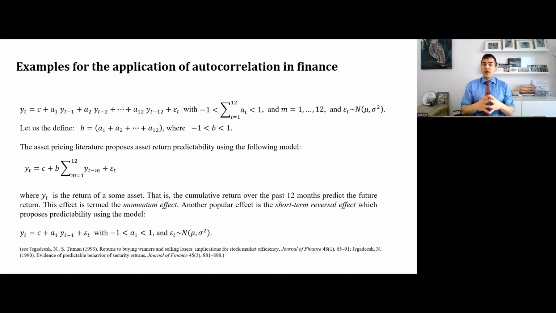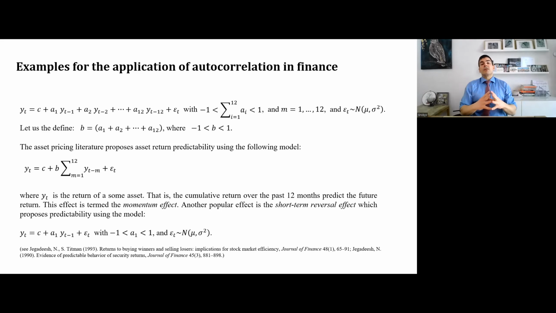Another popular effect is the short-term reversal effect, which proposes return predictability with the following model, which you see here below. Again, y_t you can think about as some return process of some asset. Here in this model, you simply regress it on a constant term and on one lag of itself. This literature suggests that the parameter a1 should be statistically significantly negative.